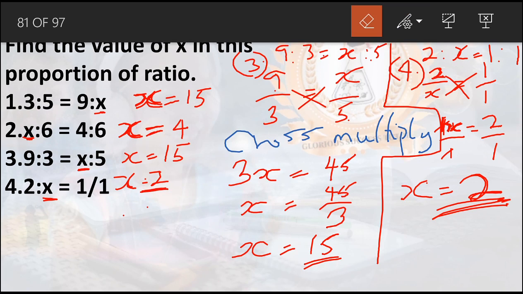Are you getting it now? These are the workings, and I want you to go over it again. If you don't understand, you can take the video back and listen to it again and study it up. It's very simple, very easy.